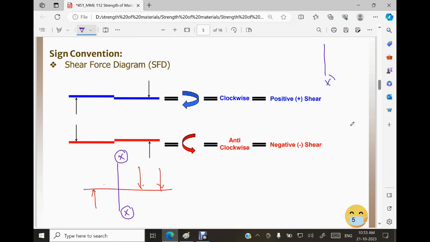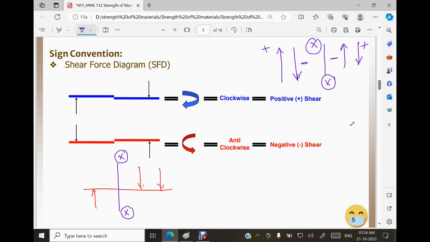See, this is my section XX. Anything acting on the right side downward is positive. Anything acting on the left side of the section upward is positive. See, if you write right side downward, left side it should be upward. And then make the opposite of it. The opposite of it is here like this, is it not? It is negative, and on the left side downward is negative. This is the sign convention for shear force diagrams.